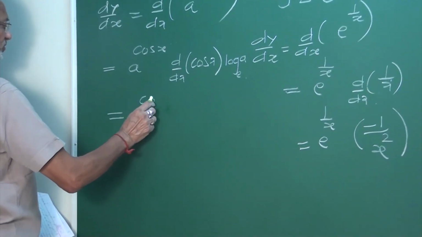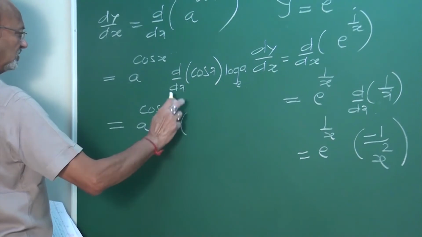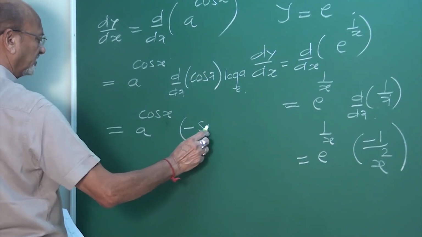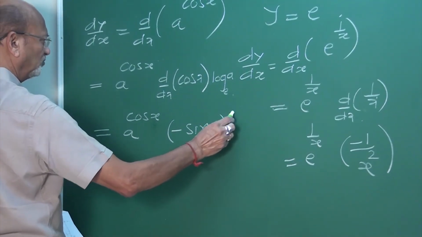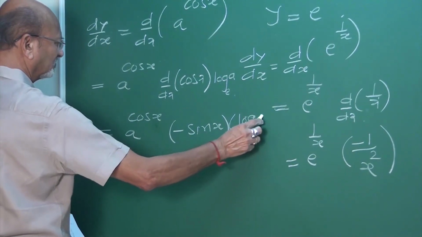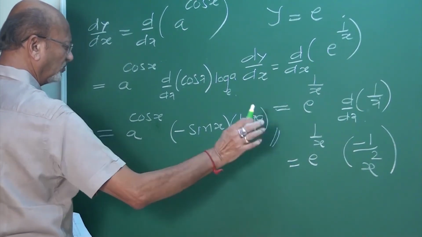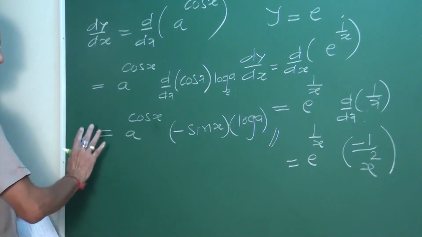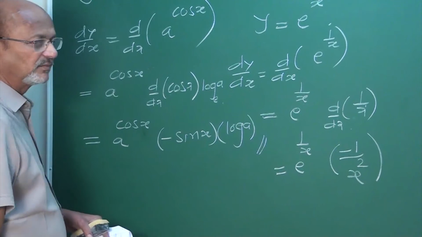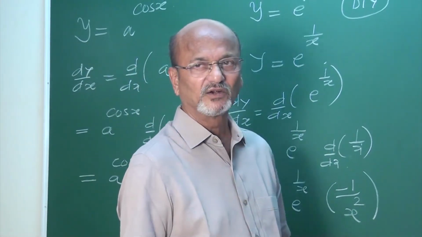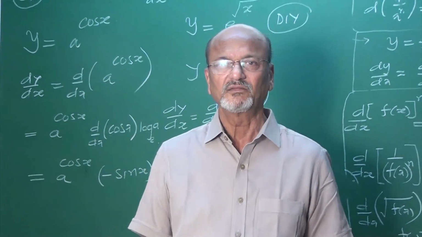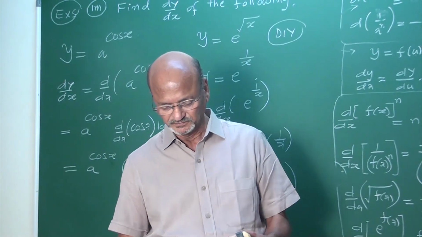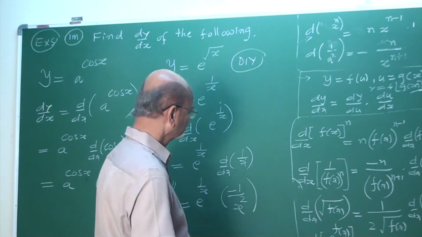e to the power cos x. Derivative of cos is minus sin x into log of the base. According to me, this is best, one by one instead of clubbing simplification. Right? One by one. Examiner will be happy looking at what? The answers one after the other. Yes, my friend.